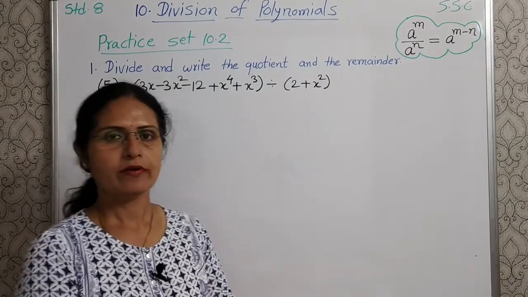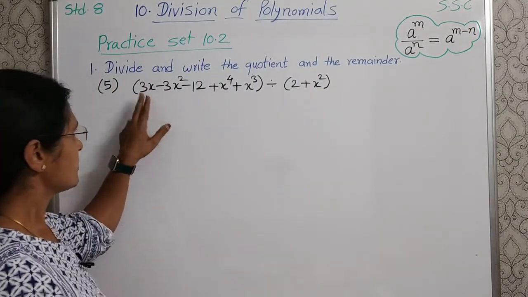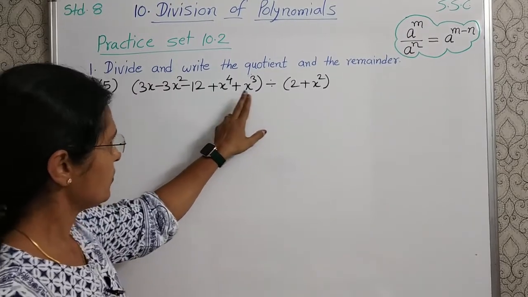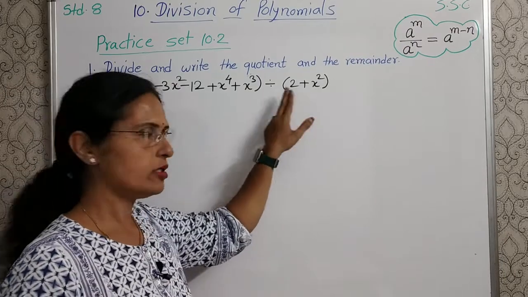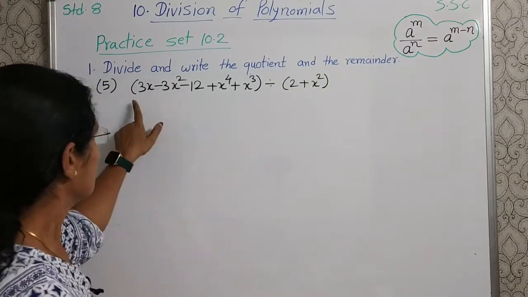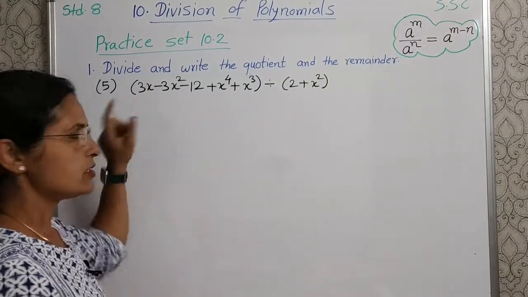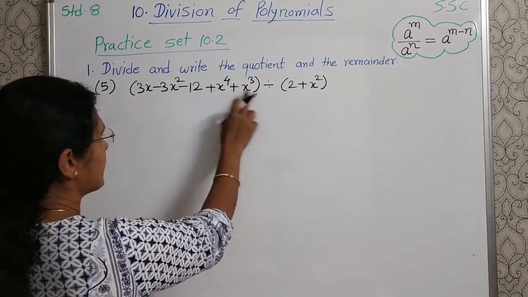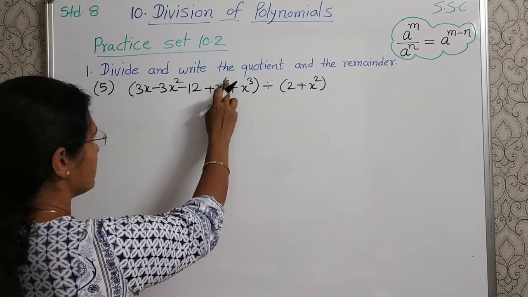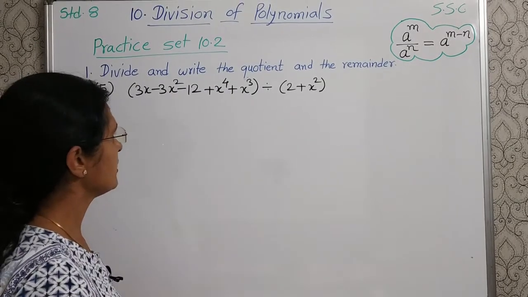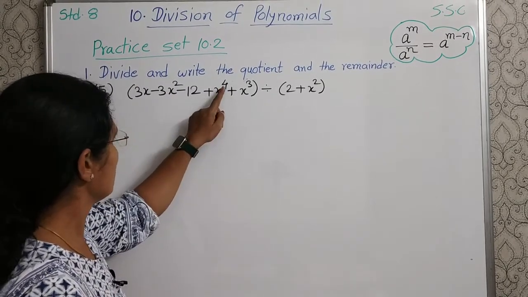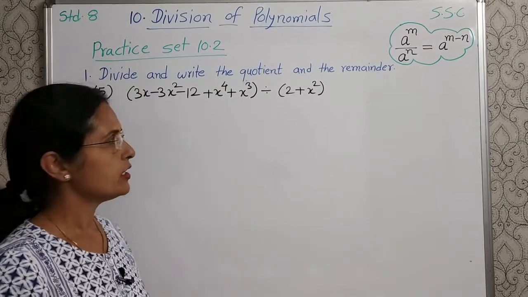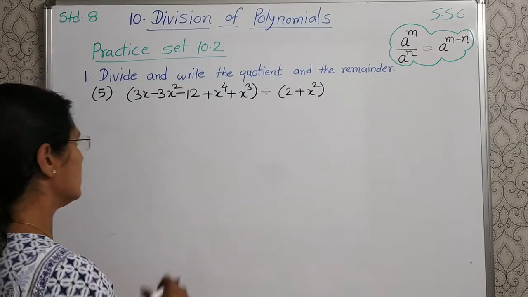Next, sum number 5. 3x minus 3x square minus 12 plus x raised to 4 plus x cube divided by 2 plus x square. Now observe this dividend. Here the degree is 4. See here, the maximum index is 4. The highest index is 4. So the degree is 4.